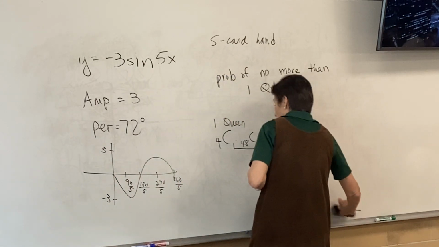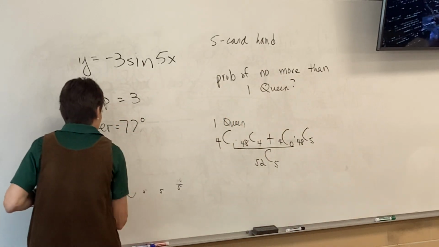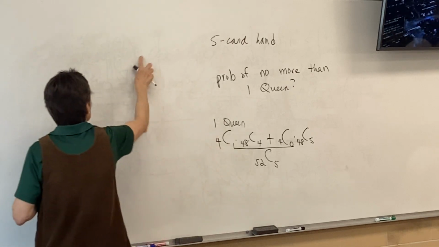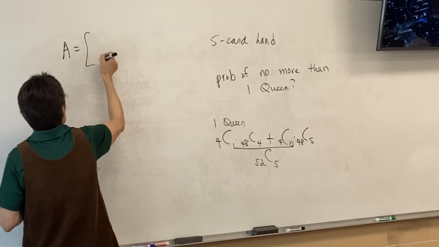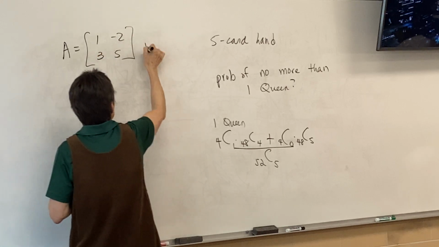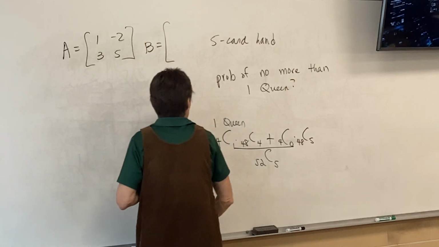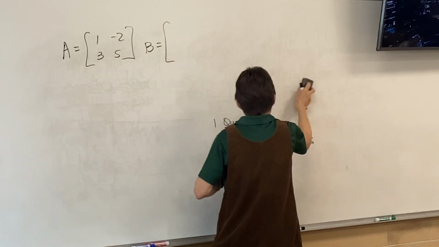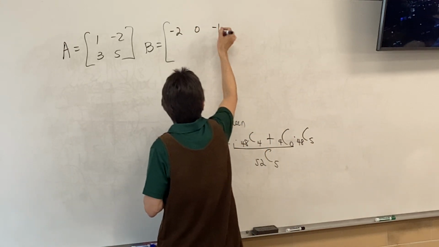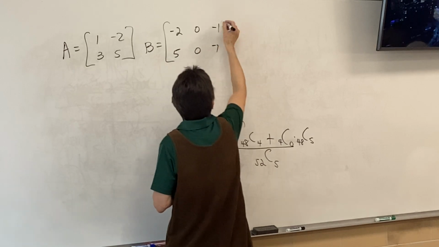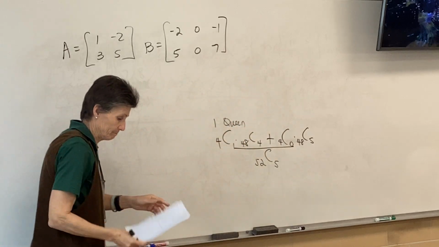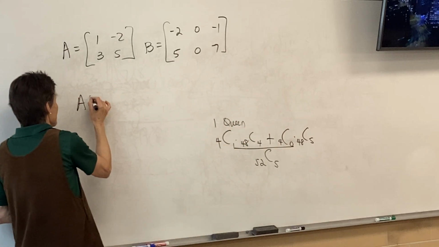All right, and then one more for Olivia here. She says we got a couple of matrices, and we gotta multiply them. So matrix A is 1, -2, 3, 5, and matrix B is -2, 0, 1, -1, 5, 0, 7. Okay, and we're gonna multiply them. We're gonna find A times B.